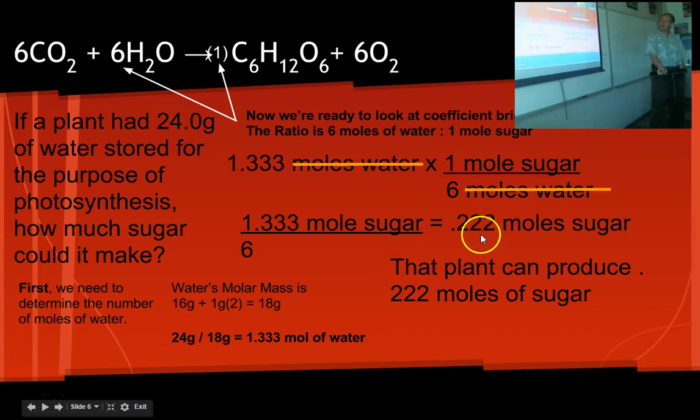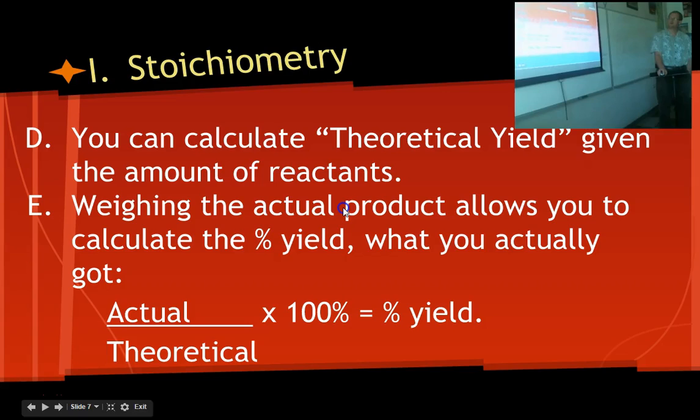Okay, so stoichiometry uses the coefficient bridge and molar masses to calculate the amount of products or reactants that you need to make a reaction happen. Okay, go ahead and take a moment and write that down.